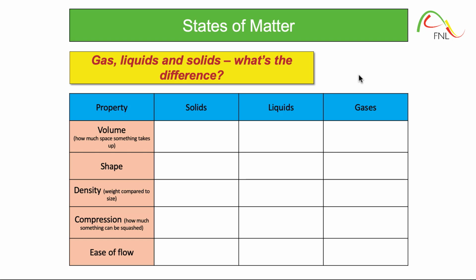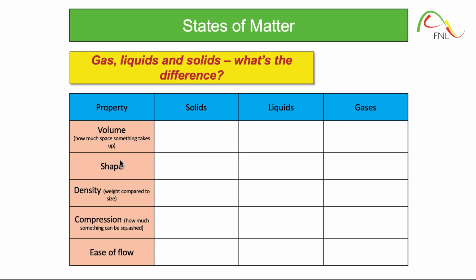Okay, the first thing we're going to do is compare gases, liquids and solids. Basically answer the question, what's the difference between them? Well, we're going to look at 5 properties and they are as follows. Volume. First of all, volume is how much space something takes up. So I've got a coffee mug in front of me. It takes up a certain amount of space.